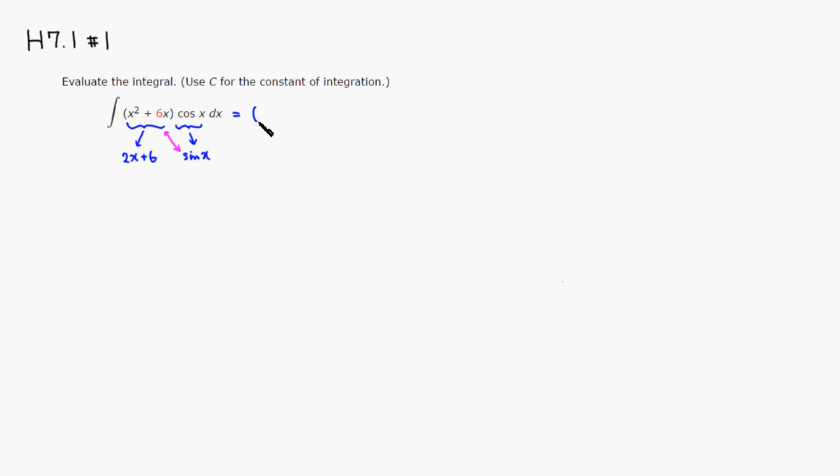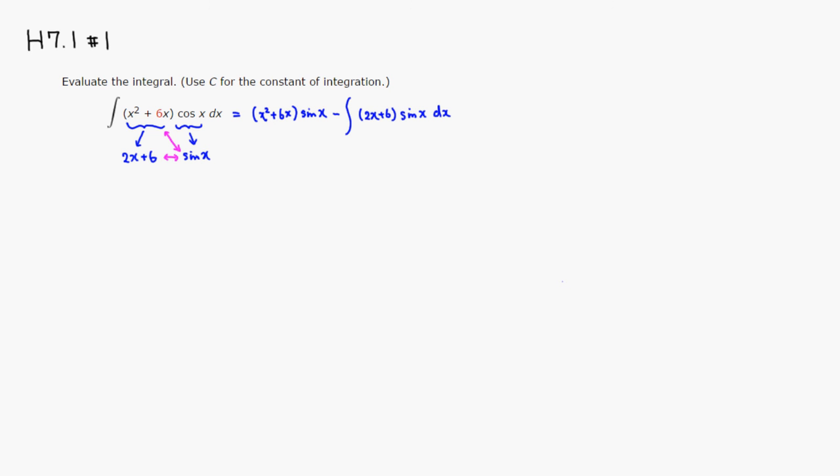So we have x squared plus 6x times sine of x, minus integral. Then we multiply sideways together, so that's the v du part. So we have 2x plus 6 times sine of x, and then put that with respect to x.